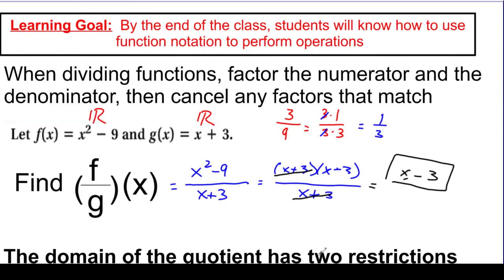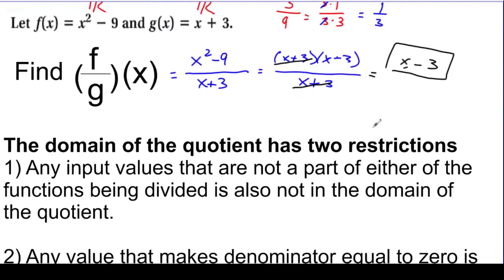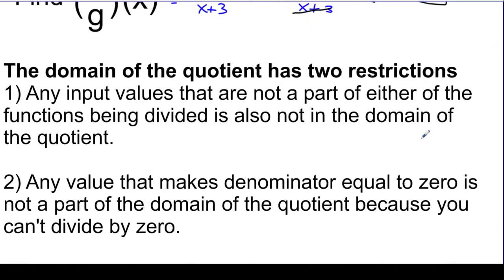Here's the other part about division that's a little bit tricky. Part 1 about domain of quotients is what we just talked about. If either of the original functions has a restriction, then our new one is going to have that same restriction. In our problem, they were both all real numbers, so I didn't have anything going on there. So we still need to look at that.